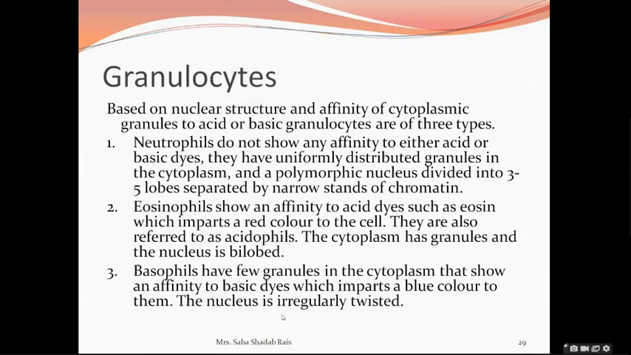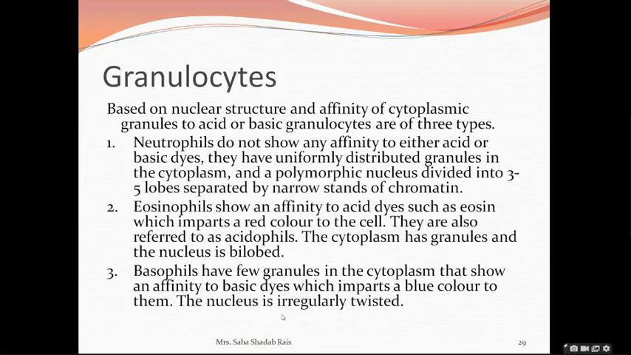When we talk about the eosinophil, you need to remember eosinophil is also called the acidophil, and they show an affinity to acid dyes such as eosin, which imparts the red color to the cells. Now when we talk about the cytoplasm, as they are granulocytes, their cytoplasm comprises granules, and we need to remember that the granules are acidic in nature.